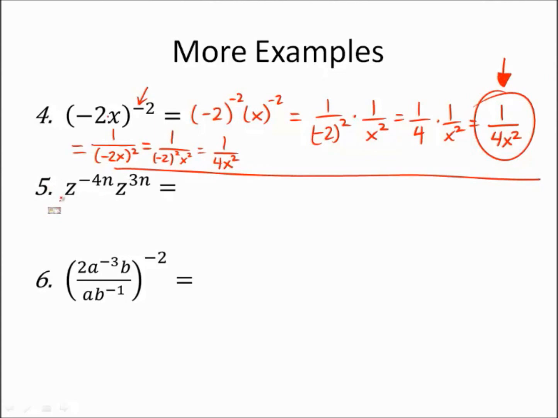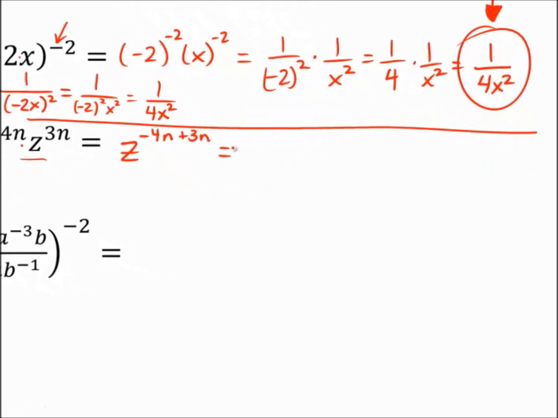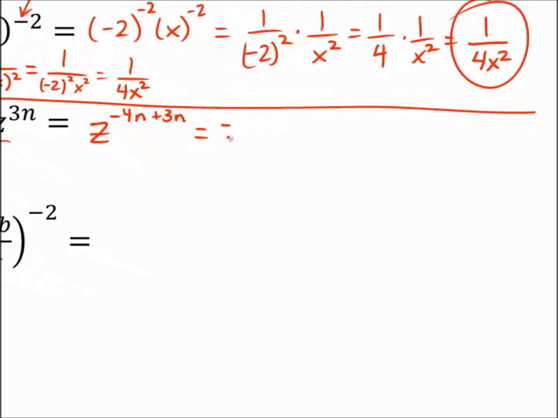Here, we've got the same base. So since we've got the same base, let's combine our exponents if we can. So same base, product rule, you want to add your exponents, negative 4n plus 3n is negative 1n. Oh, now we've got a negative exponent. Can't leave it like that. So let's use our negative exponent rule, which means going 1 over z to the power of n. And that can be a simplified final answer.